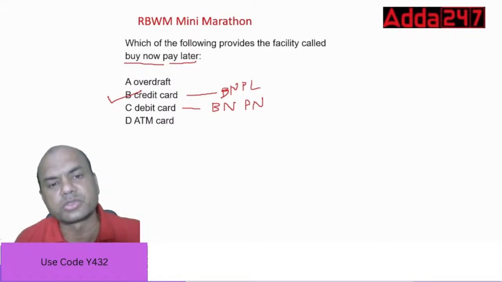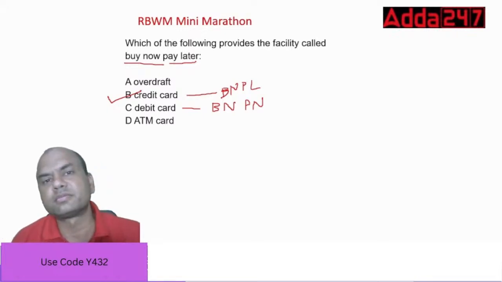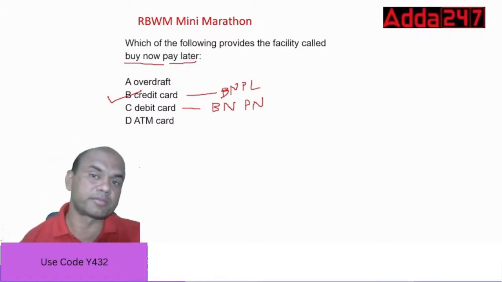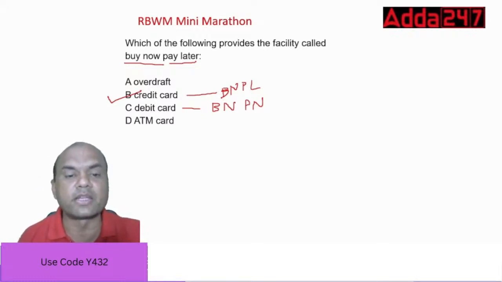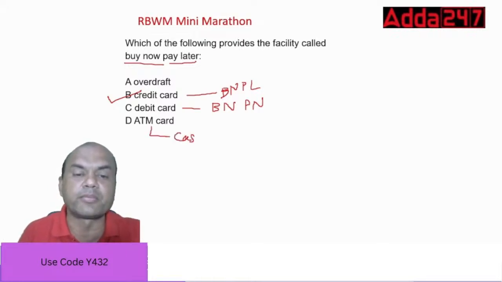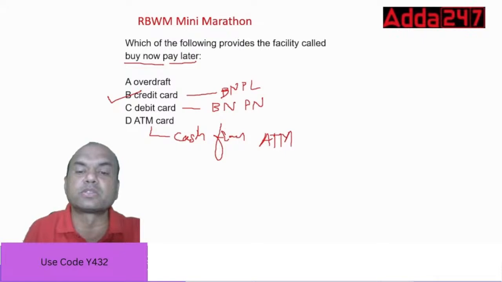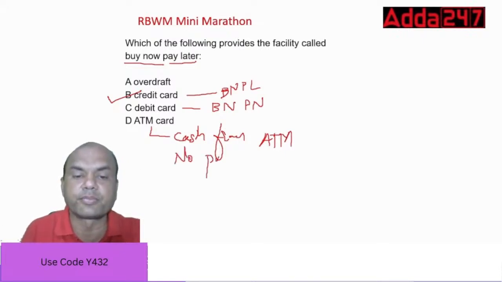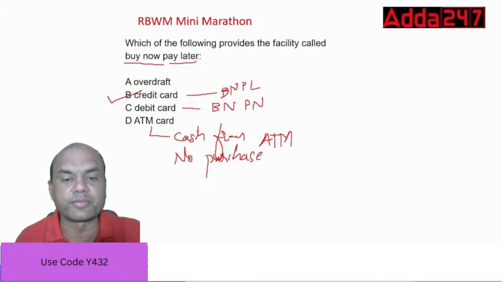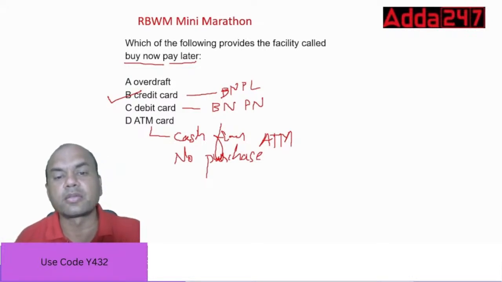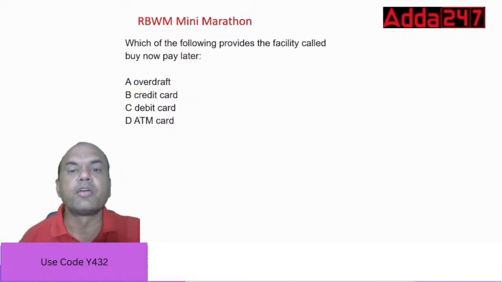Nowadays ATM cards are almost gone. What is the difference between ATM card and debit card? Nowadays banks don't have ATM cards at all, but earlier they used to. In this, only cash can be withdrawn from the ATM. You can't make any purchase. That's why banks are not giving ATM cards nowadays. So the facility called buy now pay later is the credit card.